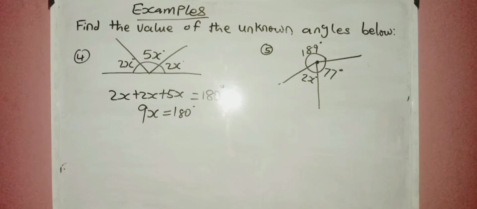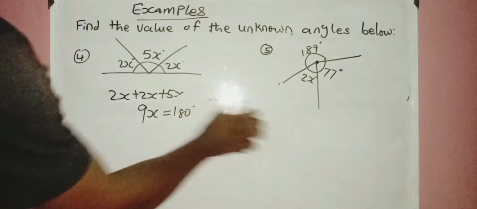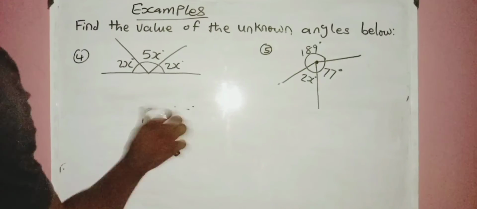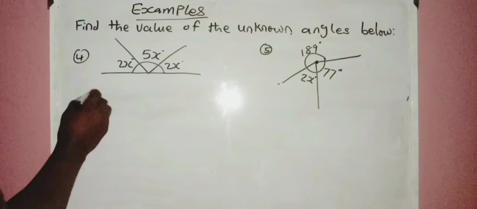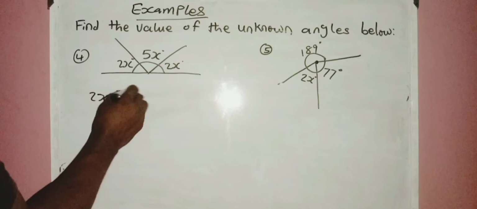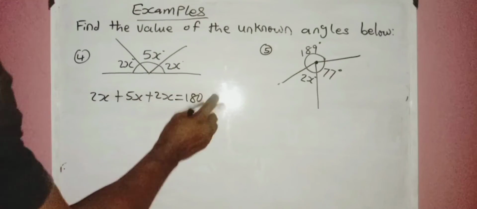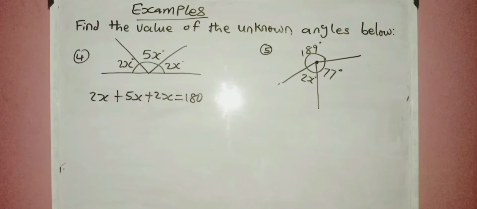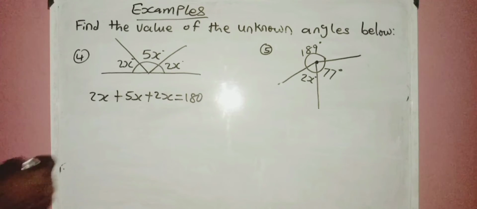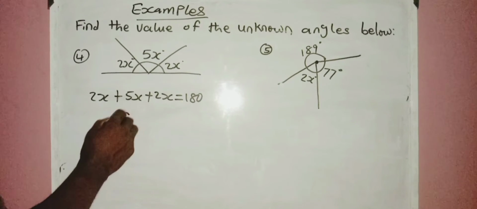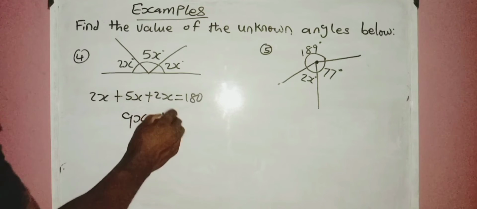Let's adjust the video a little bit so that you can see the writings clearly. That is 2x plus 5x plus 2x equal to 180. Seems that something is blocking it from there. Okay, so I think it's clearer now. So that will give us 9x is equal to 180 degrees.